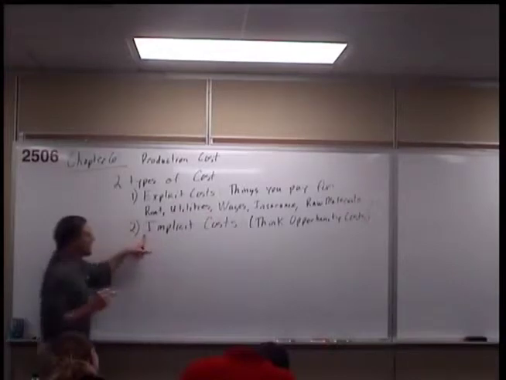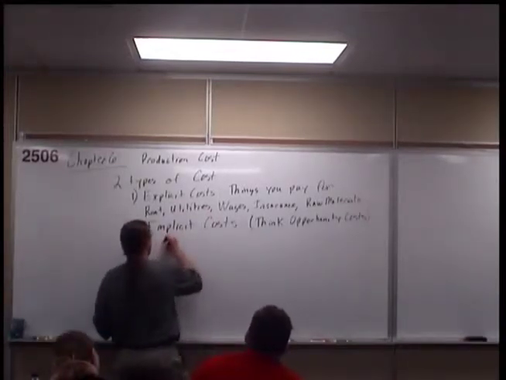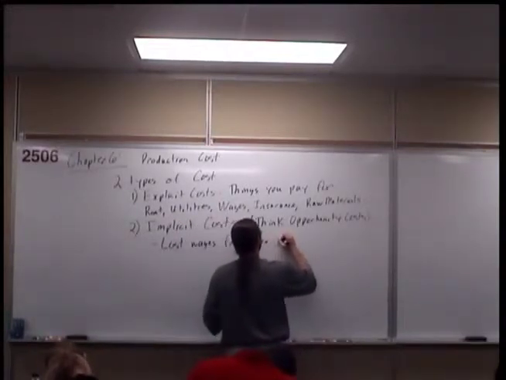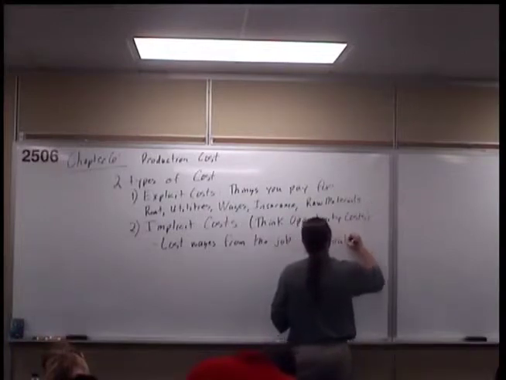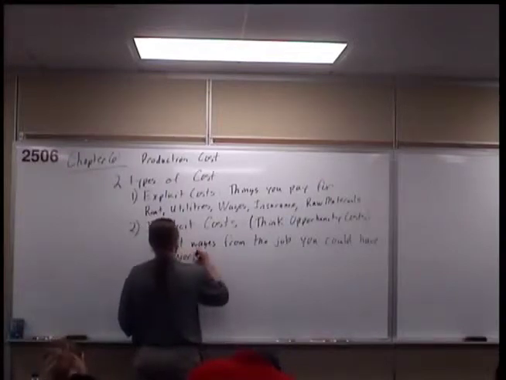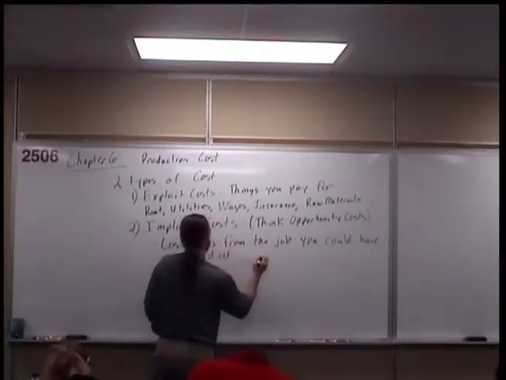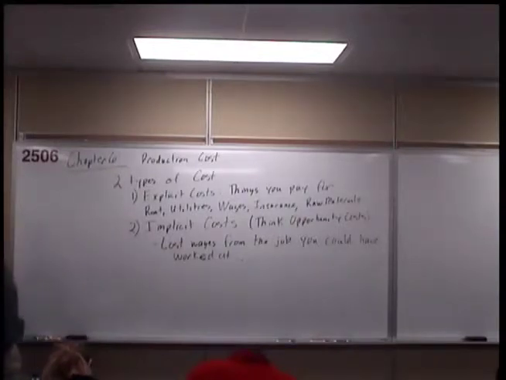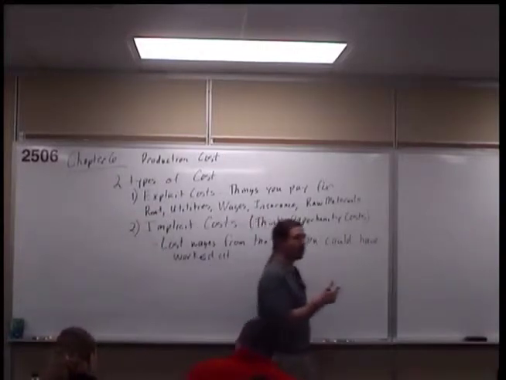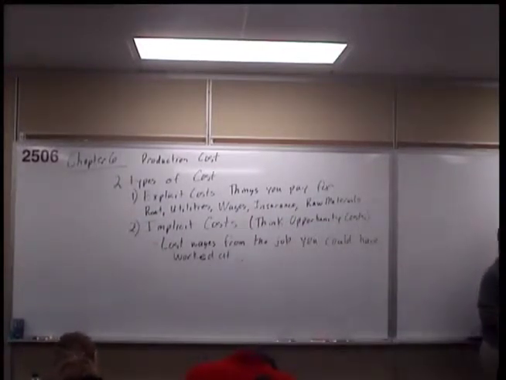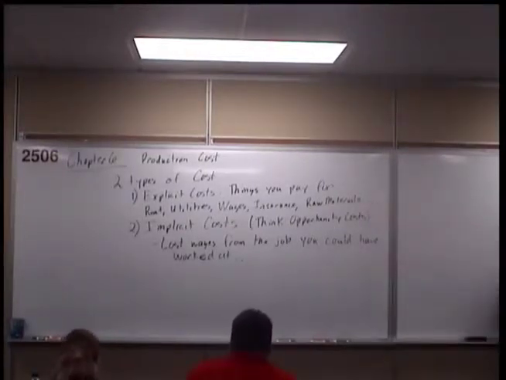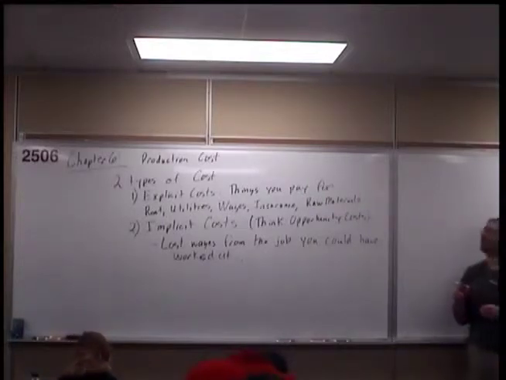So the idea is that implicit cost is lost wages from the job you could have worked at. How's that? So economists don't just look at the money, they also look at how much you could have made on the opposite side of it, right? So this is directly analogous to opportunity costs, right? Because to choose to run your business, you are giving up the wages you'd earn being a worker. All right?